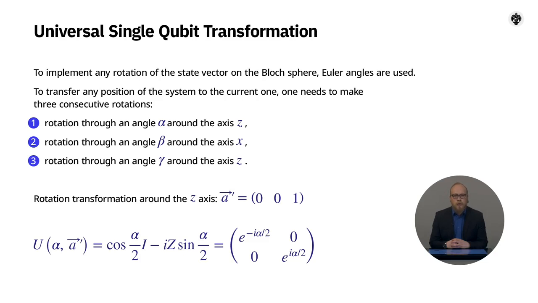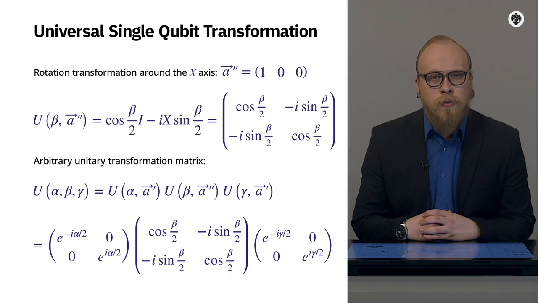To find the matrices of these transformations, let's consider the general formula for the universal unitary transformation 2x2. To find the general form of the transformation of rotation around the z-axis, we must set the vector A' equal to 0, 0, 1. In this case, the transformation will be specified by the Pauli matrix Z. In matrix form, the transformation is shown on the slide. To find the transformation of rotation around the x-axis, we must take a double prime as a unit vector equal to 1, 0, 0. In this case, the transformation is determined by the X matrix and in matrix form is given by the rotation matrix shown on the slide.